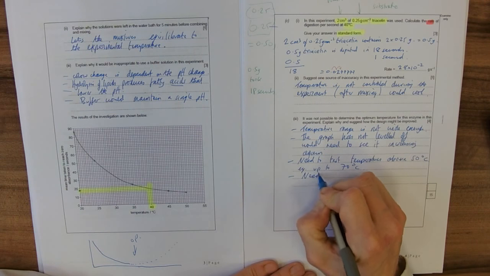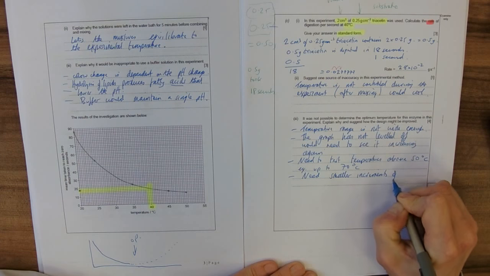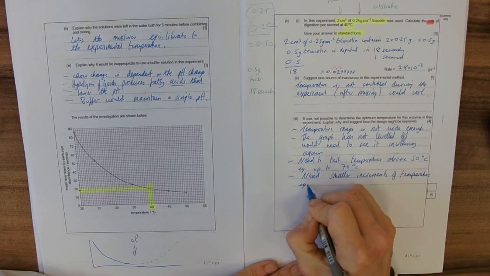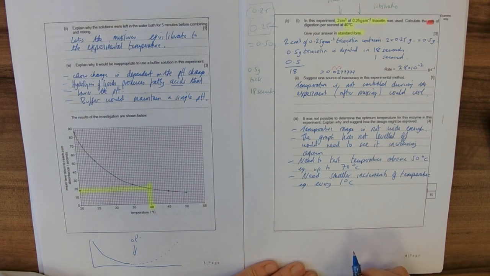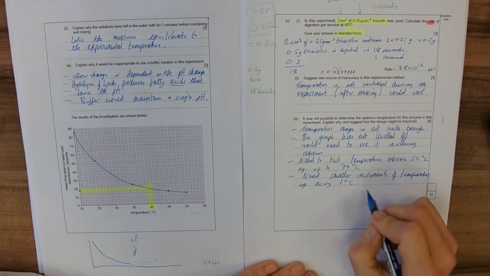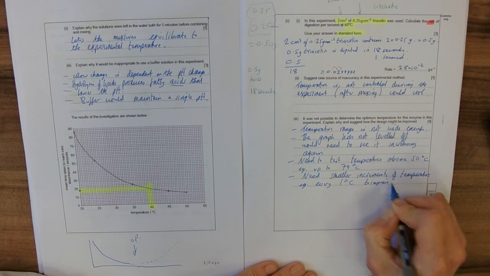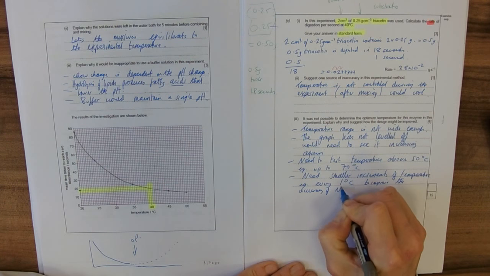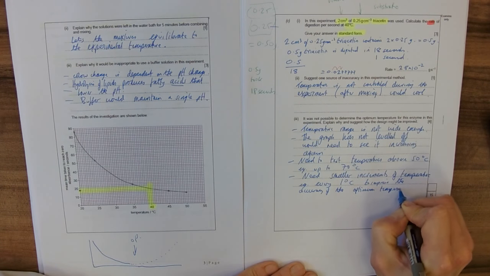So need smaller increments of temperature, e.g. every 1 degree C, something like that, to determine the accurate optimum temperature, to improve the accuracy of the optimum temperature.